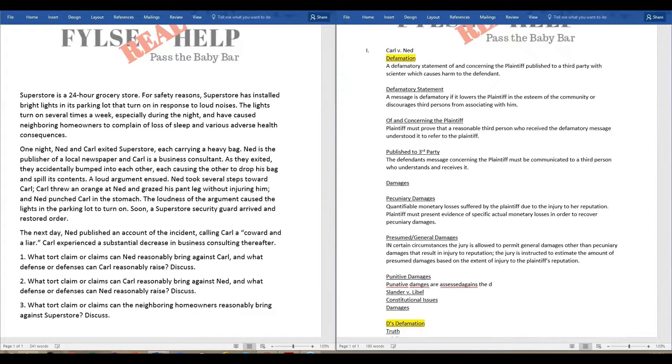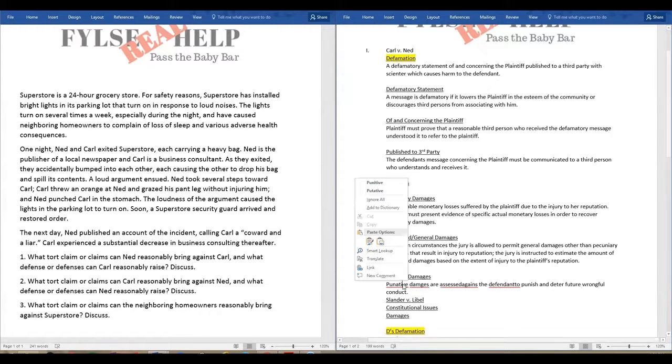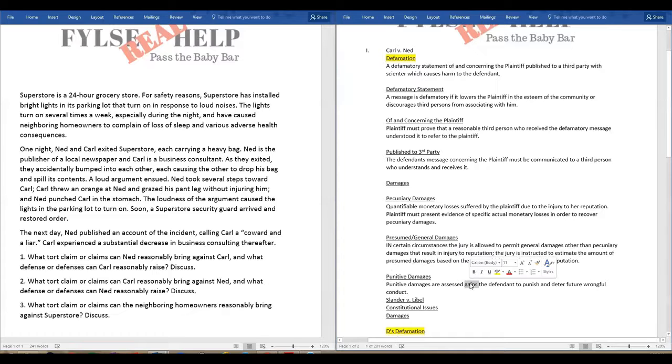Against the defendant to punish and deter future wrongful conduct. Now, I can't think of a better place to deter future wrongful conduct than somebody who is known for publishing these types of things and has the potential to publish them in the future. So let's see. Let's make sure I can at least spell the word. Against the defendant. Okay.